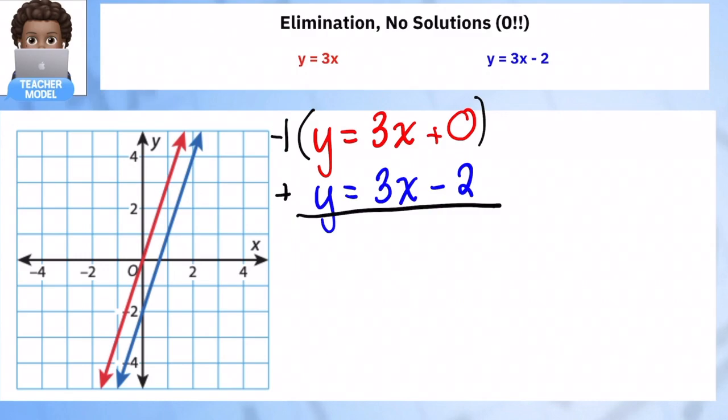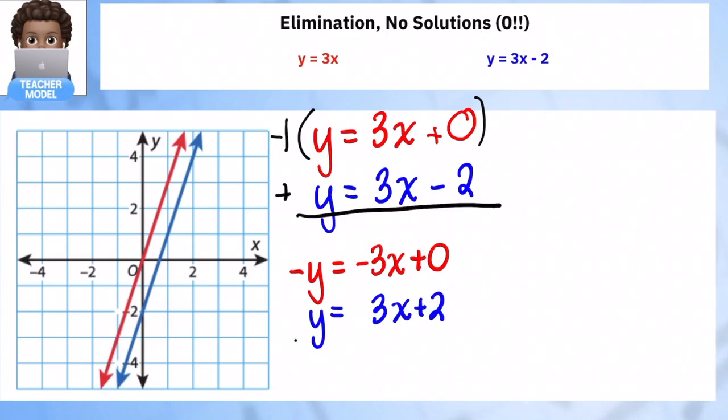Okay, so here's my new equation now. And pretend I'm distributing. Negative y is equal to negative 3x plus 0. y is equal to 3x plus 2. So what happens when I add these two equations? Well, turns out I eliminate the y's and the x's, and I just end up with a 2.